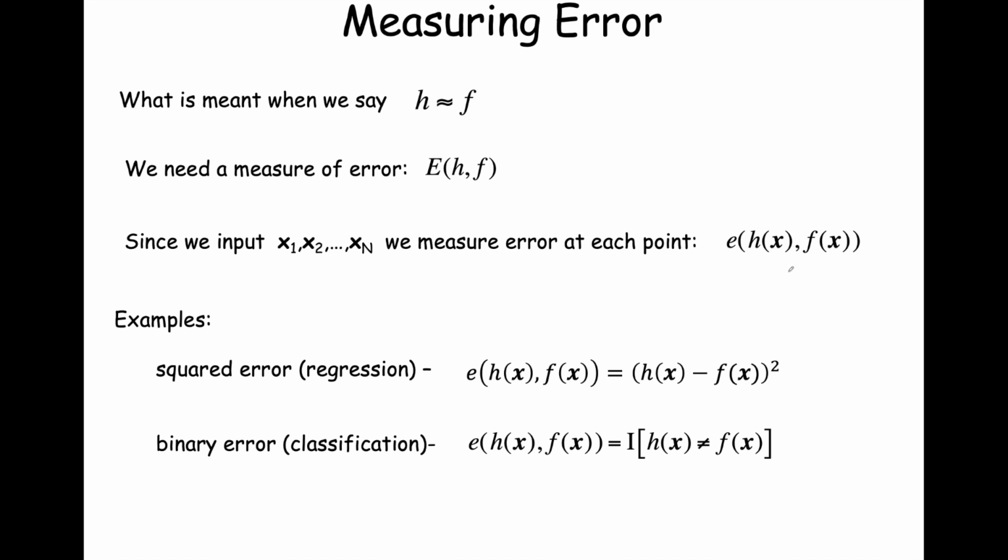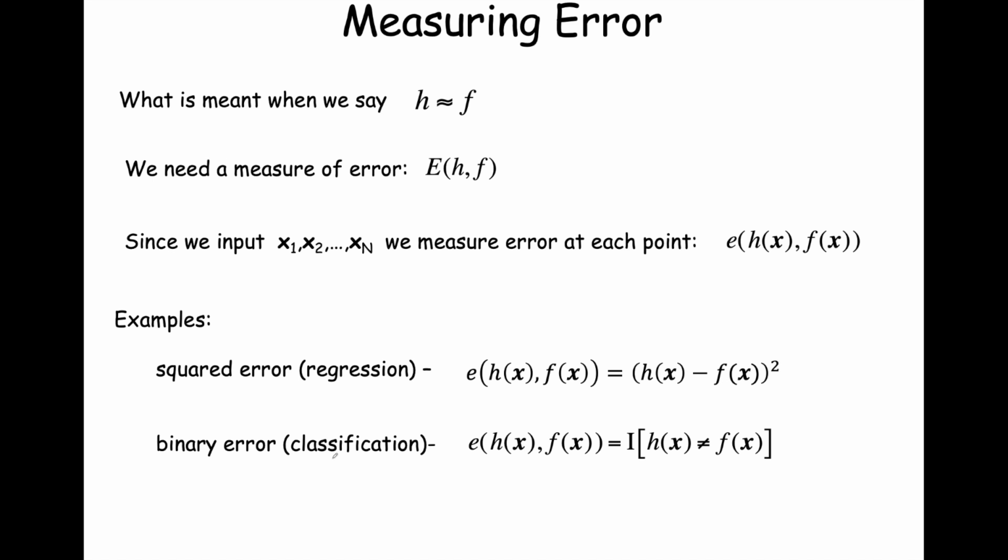Now, at this juncture, we've seen different pointwise error measures. In regression, we saw the squared error measure, and that was e(h, f), just the square of the difference between h(x), our hypothesis evaluated on x, and f(x). And remember, for regression, it's a real valued output. So we square that difference between h(x) and f(x) because we care about the magnitude and not the direction.